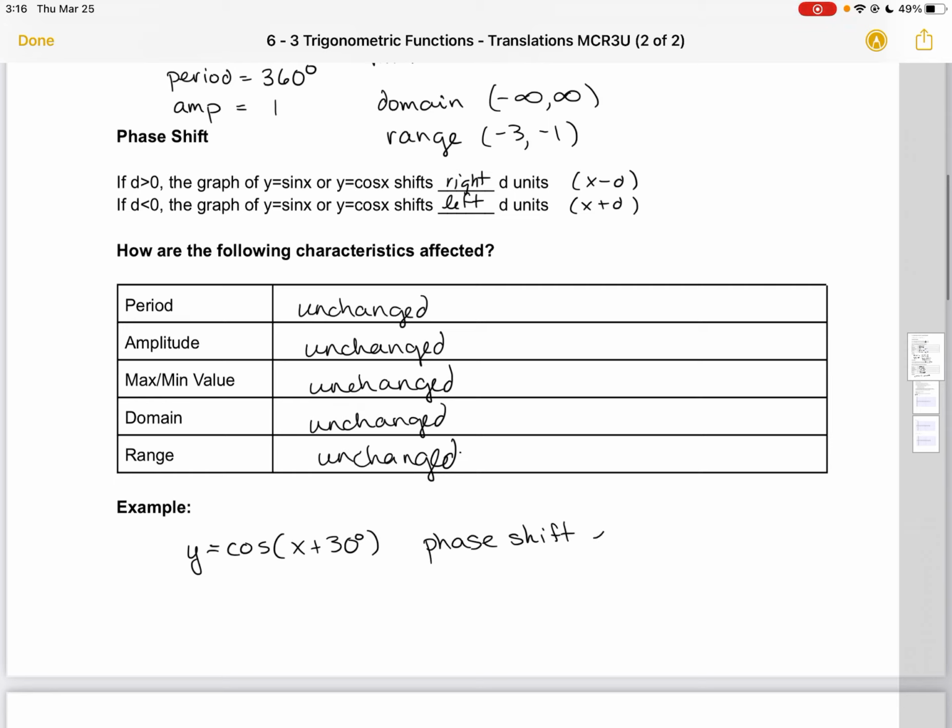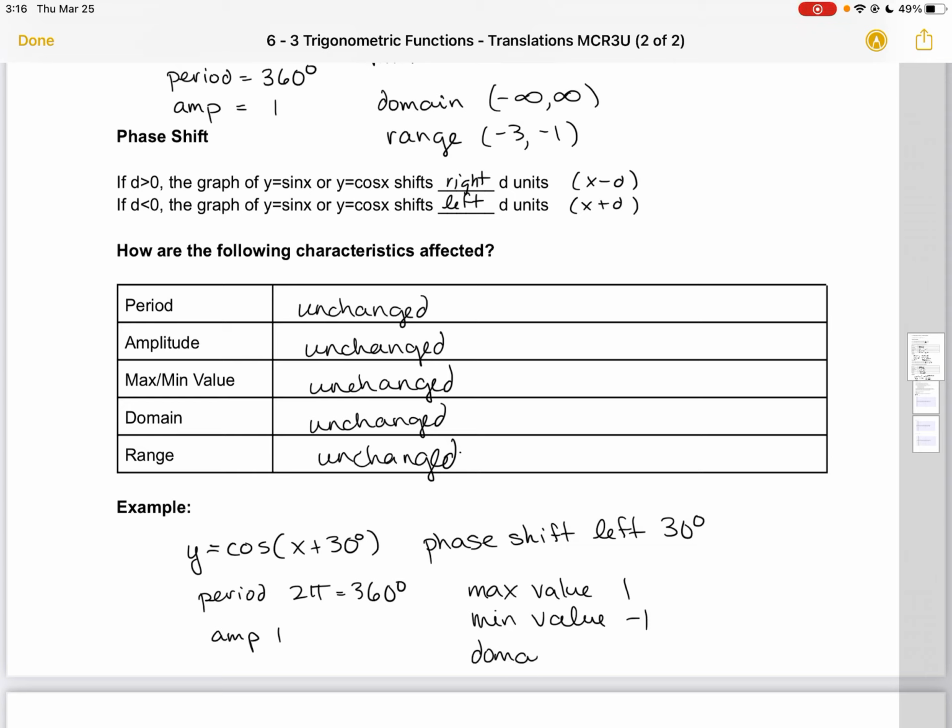So if we do y equals cosine, let's say, x plus 30 degrees, this would be a phase shift left by 30 degrees, but our period is still 2 pi or 360 degrees. Our amplitude, still 1. Max value is still positive 1. Minimum value is negative 1. And then our domain is all the real numbers, and our range just goes between minus 1 and 1.